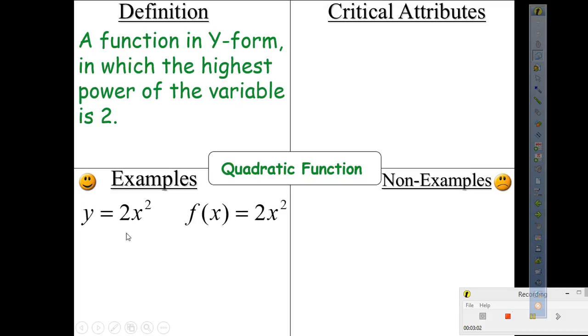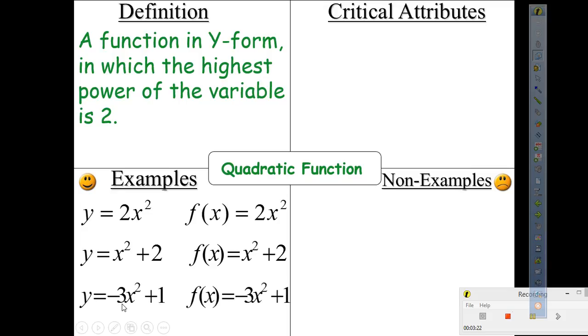y equals 2x squared, or f of x equals 2x squared. Next one: y equals x squared plus 2, or f of x equals x squared plus 2. y equals negative 3x squared plus 1, or f of x equals negative 3x squared plus 1. Copy that, and then I'll go over the definition with you guys.